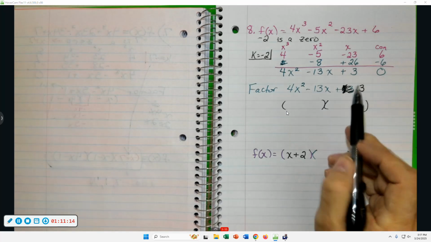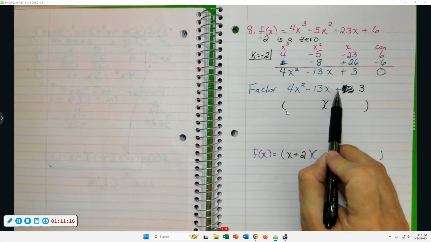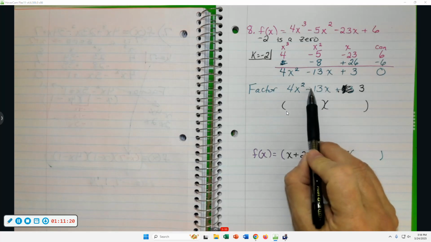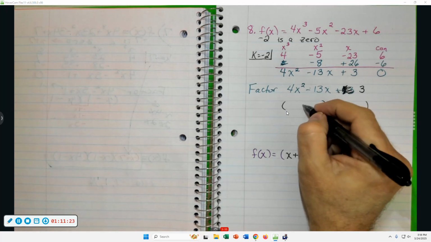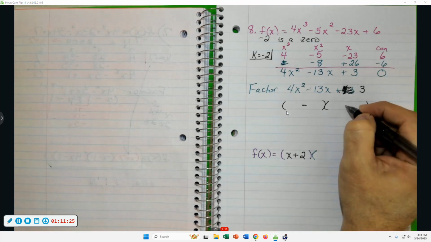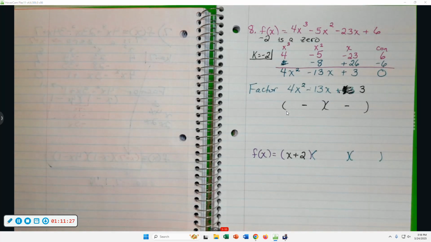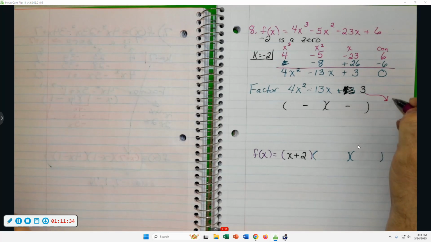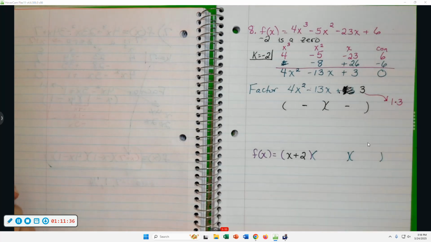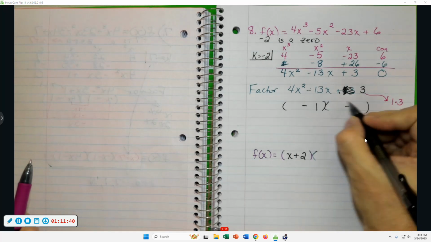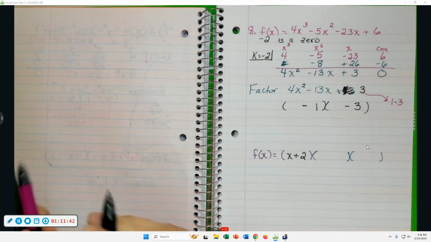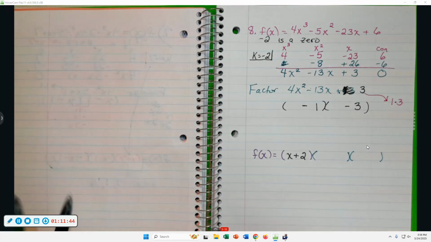Okay, draw 2 sets of parentheses. Let's see. I'll do the signs first. The last sign is a plus. So what are we going to have in here? Minus and minus. 3 is easy. For 3, there's only one possibility: 1 times 3. Let's go ahead and fill that in.